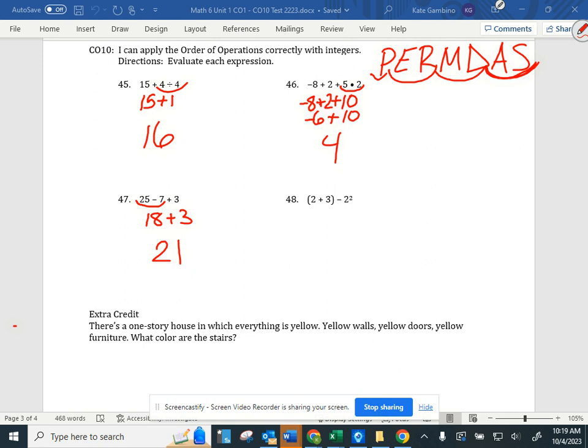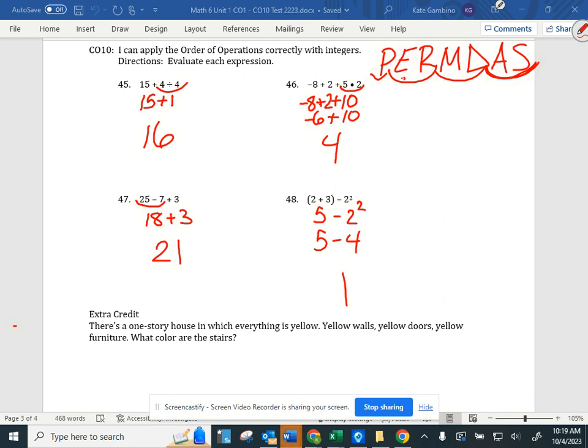And for 48, first thing we do is parentheses. 2 plus 3 is 5, minus 2 squared. Next thing we do is exponents. So 2 squared is 4. So 5 minus 4 equals 1.